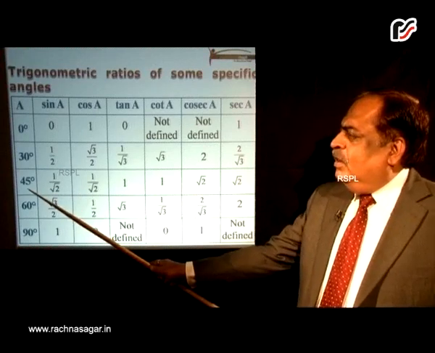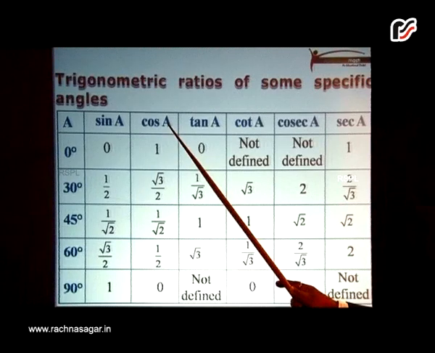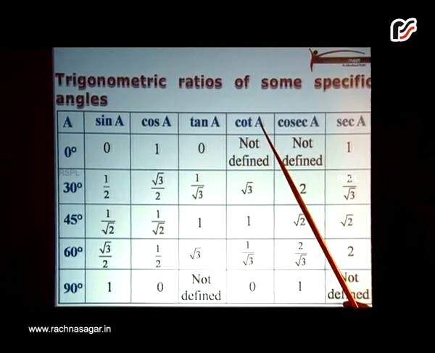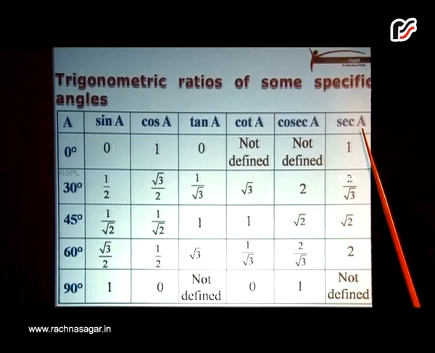Similarly, when the angle is 45 degree, the sine ratio is 1 upon root 2, the cos ratio is 1 upon root 2, the tan ratio is 1, the cot ratio is 1, the cosec ratio for 45 degree is root 2, as well as the secant ratio for 45 degree is root 2.